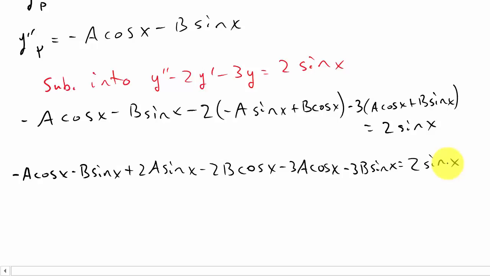Alright, so now what I'm going to do is get all my cosine and all of my sine terms together. You can see here I've got a negative a cosine and a negative 3a cosine. So that's going to be negative 4a cosine x. Okay, so that takes care of that one and that one. And then I've got a minus 2b cosine x, so minus 2b cosine x.